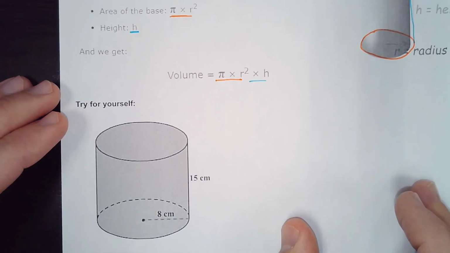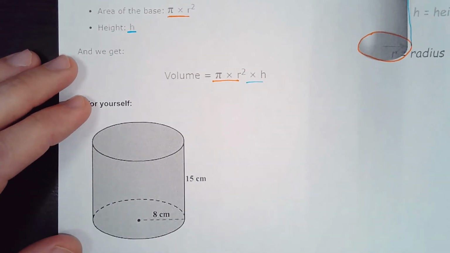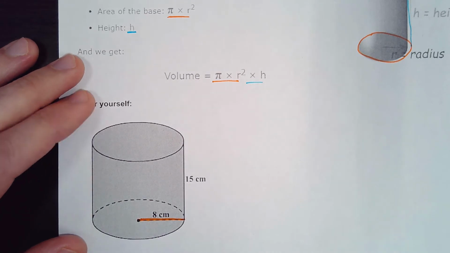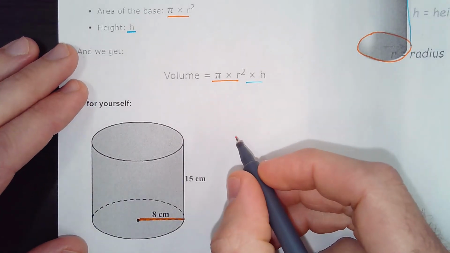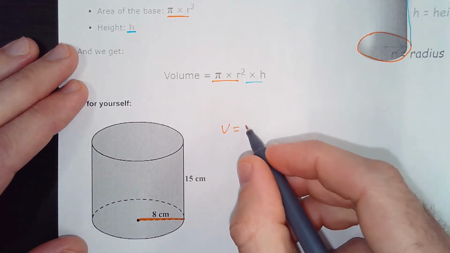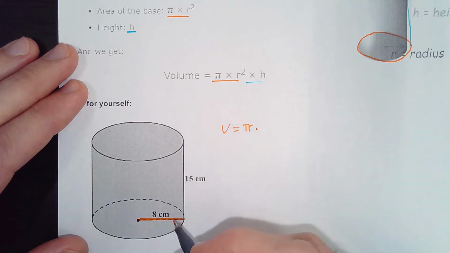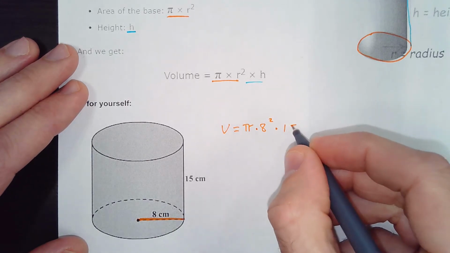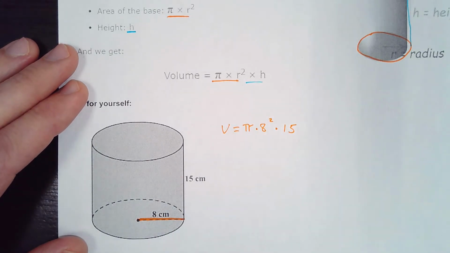So we have one example that we can do down here. First thing we need to do is find the radius of the circle. Remember, the radius is halfway across the circle, from the center halfway out. So our formula here for volume equals pi times r squared, 8 squared, times 15. And then let's just start to simplify this.